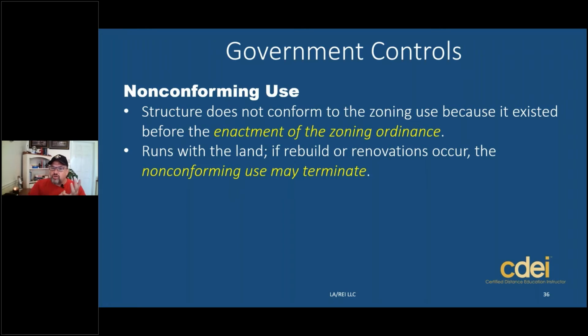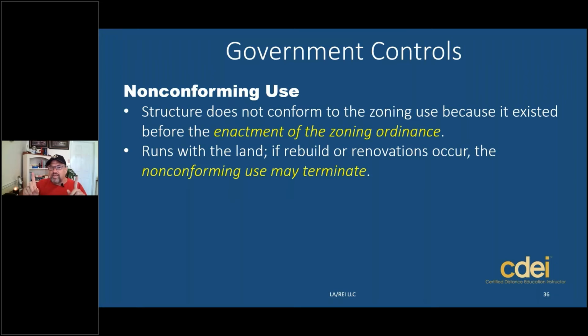Non-conforming use means the structure doesn't conform to the zoning. Remember, built back in the 30s. Now we're in 2022. Obviously, the zoning laws have changed. So it doesn't conform due to the existence before the enactment of the zoning ordinances. So it was built before these zoning ordinances were changed. It runs with the land, which means it runs from owner to owner.